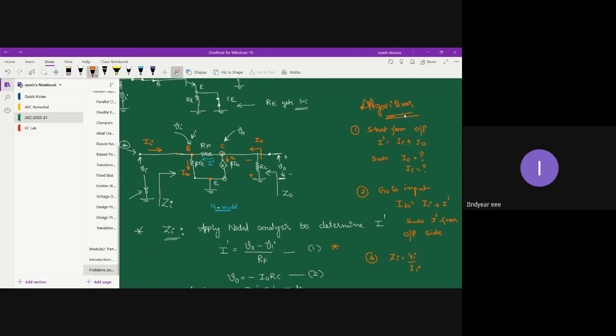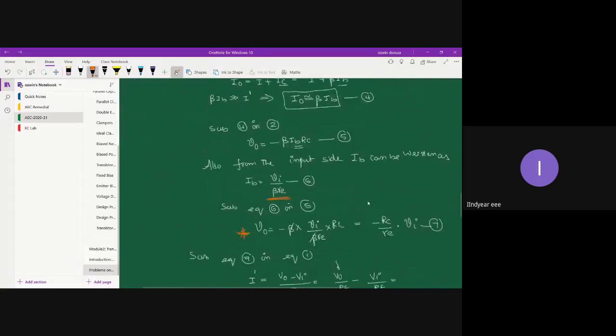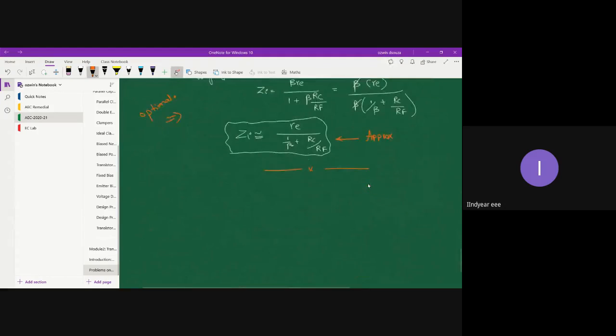To solve a collector to base amplifier circuit, you need some practice. If you have practice, you will find it very easy. You may have to practice once or twice. Just remember one thing: till now we have just solved Zi. That's all we have solved. Now let's go to Z0.